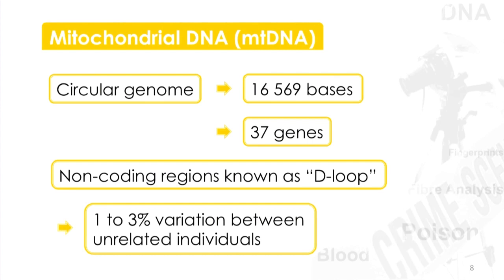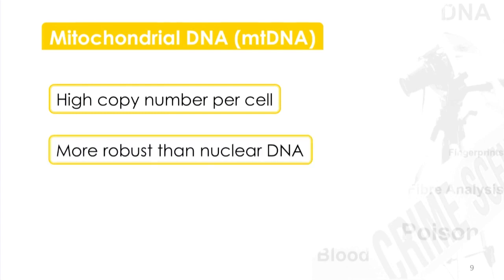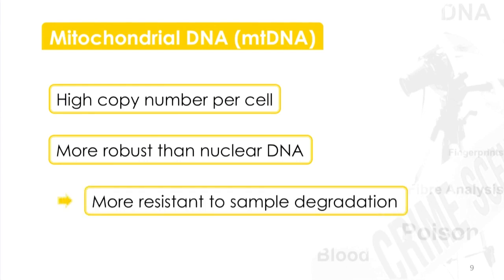The good thing about mitochondrial DNA, what makes it useful, is that it has a high copy number per cell. Within a single cell, there is only one copy of your nuclear DNA, but there are multiple copies of your mitochondrial DNA. It is also more robust than nuclear DNA. It's more resistant to sample degradation. So if you have a biological sample that's old or has been exposed to harsh treatment, then you're more likely to be able to extract and analyze the mitochondrial DNA compared to the nuclear DNA.